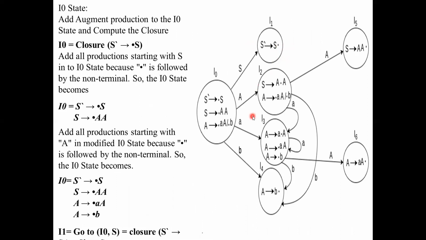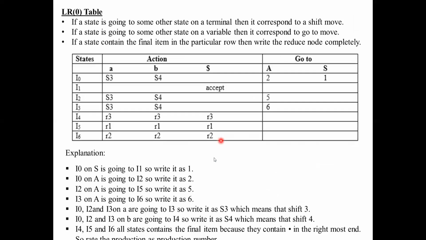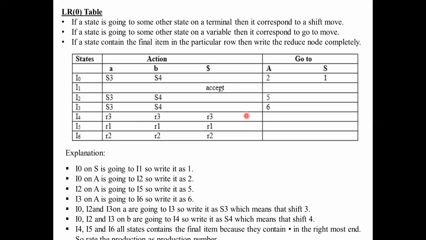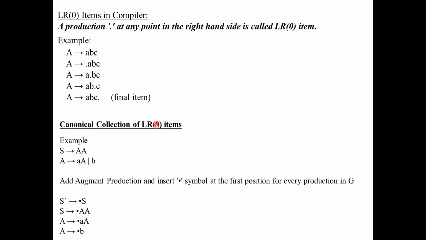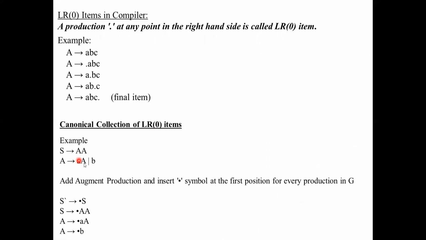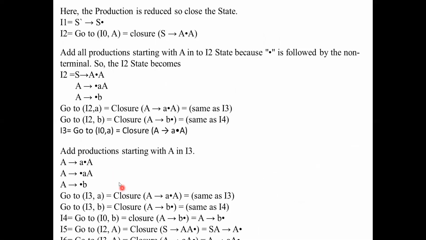And what are the remaining parts? In this part, we wrote down the accepted state. Now for I4, I5, I6, move one step further: the numbering of the productions. This is the first production, this is the second production, this is the third production. On the basis of this production number, we fill in these entries.